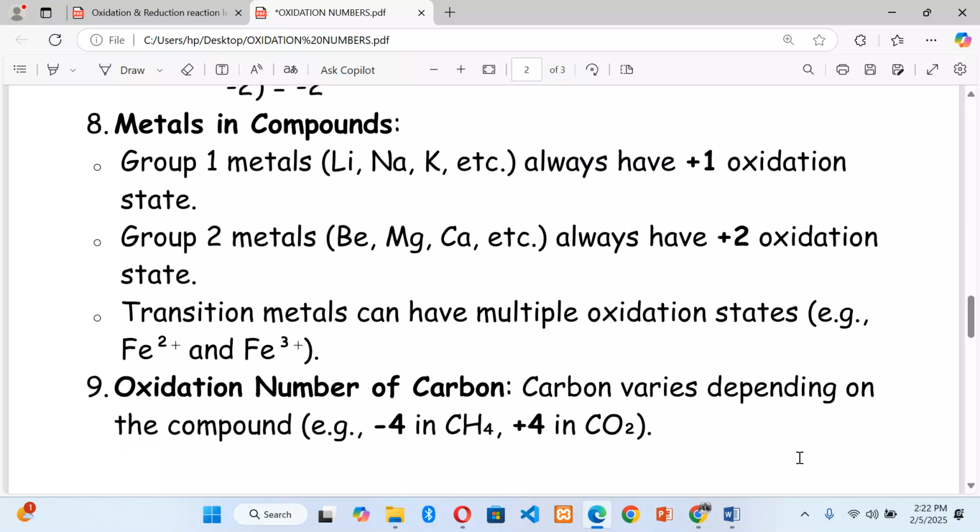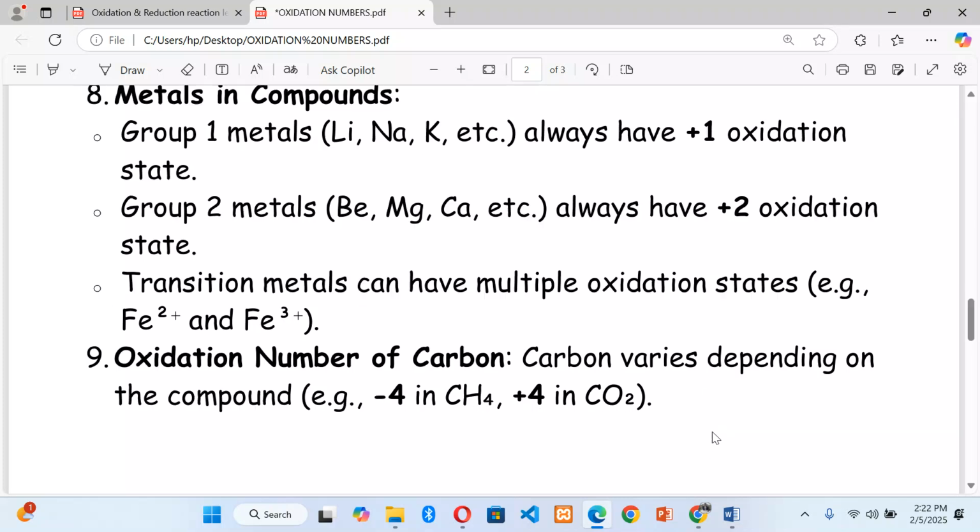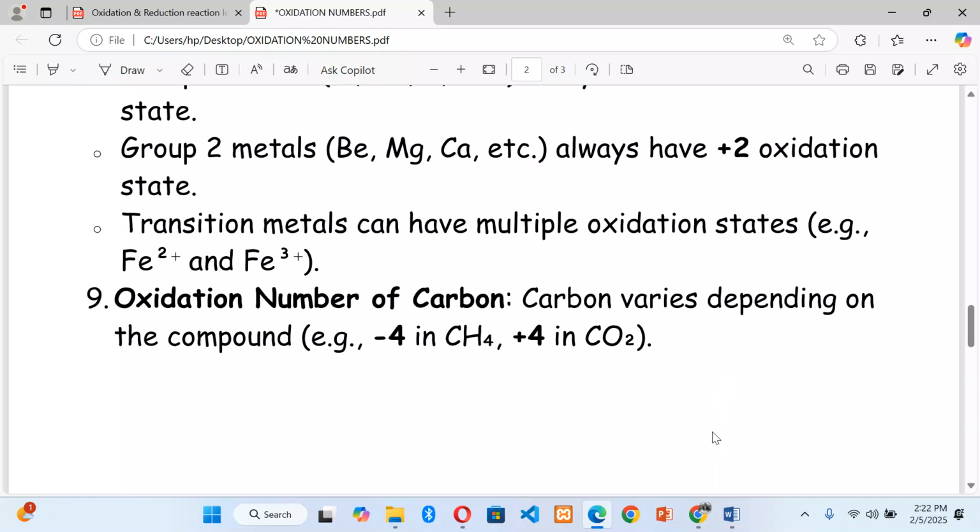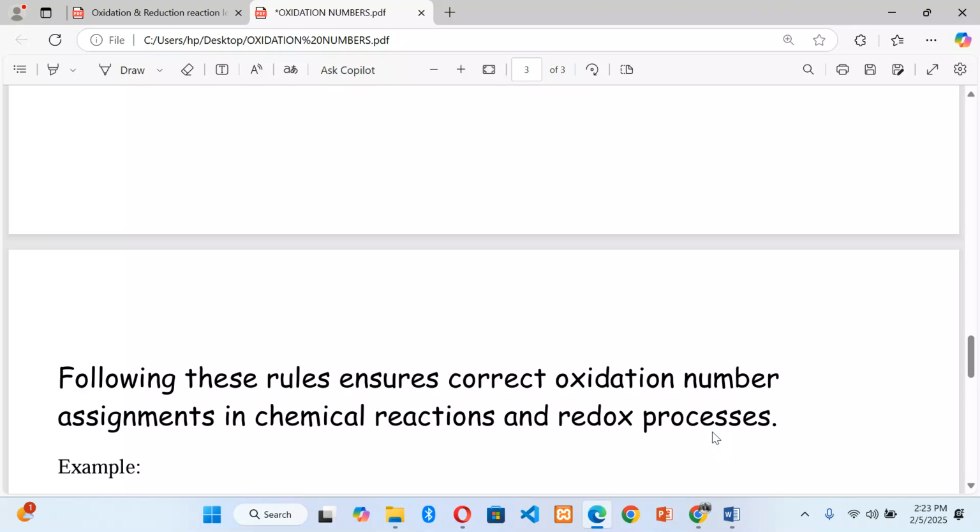Then number 9, the oxidation number of carbon. For carbon it varies depending on the compound. E.g., it is -4 in methane and +4 in carbon dioxide. So depending on the compound it is in, its oxidation number can change. Following these rules ensures correct oxidation number assignments in chemical reactions and redox processes.